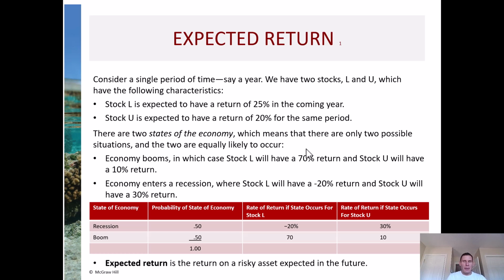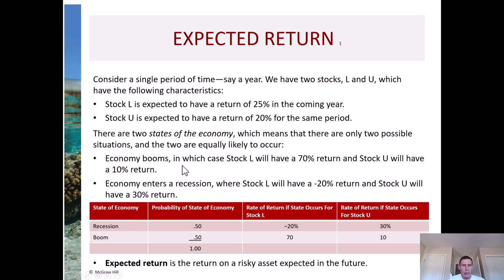Stock L is expected to have a return of 25% in the coming year. That would be a good one to get. And stock U is expected to have a return of 20% for the same period. So both pretty good. Now, there are two states of the economy, which means there are only two possible situations, and the two are equally likely to occur.